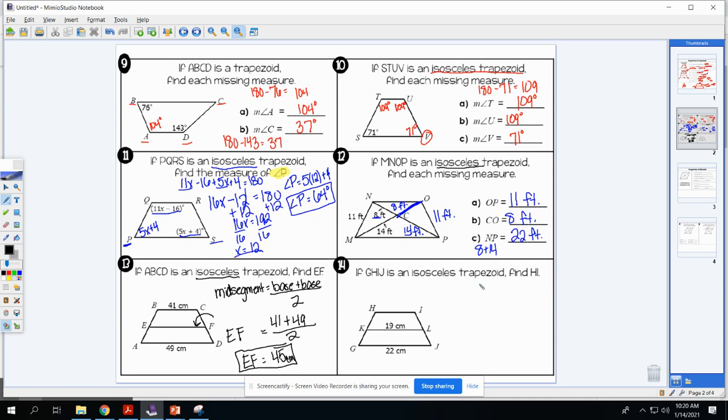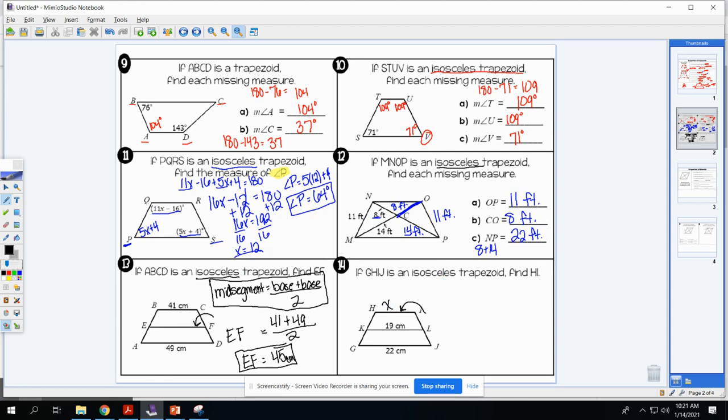Last question. GHIJ is an isosceles trapezoid. Find HI. So we're looking for HI. But it looks like the same type of question as the last one, right? So we can use this formula. Midsegment is equal to base plus base divided by 2. However, it looks like we actually have a midsegment. We're going to be looking for one of our bases. So we're going to do this the same way, but the process to solve for x is going to be a little bit different. So we don't know what this top base is. Let's go ahead and call it x.